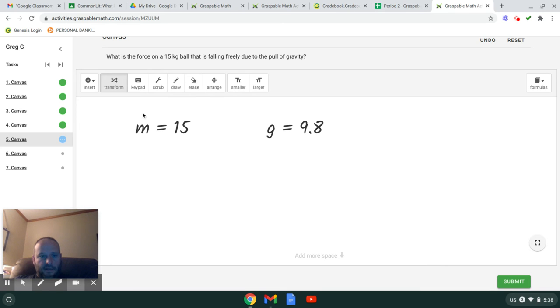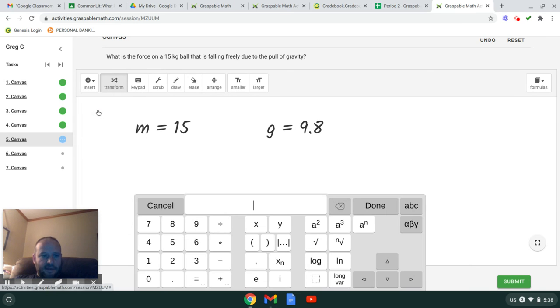So now we've got the mass and we've got the gravity, and they want to know what the force is. So in order to get the force, we have to say, okay, F. And if you wanted to put a little W there, if you see this letter down here, it says X to the N, we push that, and we can put W. That tells us that weight equals mg.